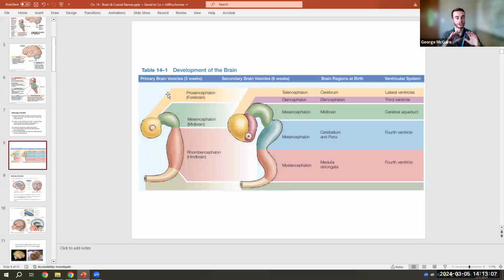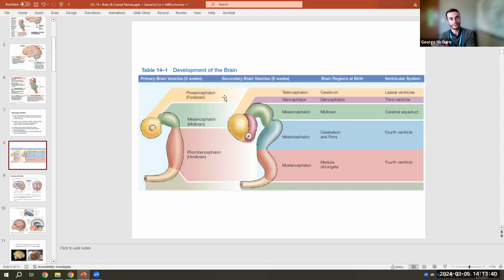This neurocele will start to infold and make larger areas, again, full of cerebrospinal fluid, which is what makes up all of the empty spaces in our central nervous system, that cerebrospinal fluid. And by 3 weeks, you have these three main areas: our prosencephalon, what we call the forebrain, the mesencephalon, which just directly becomes the midbrain on its own, and then the rhombencephalon, which makes up the rest of that brain stem, as well as your cerebellum.